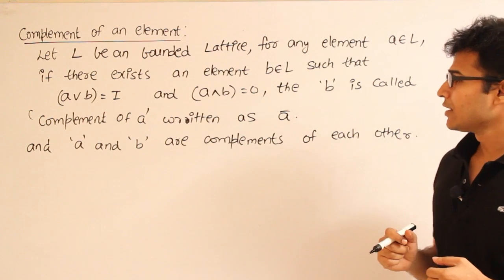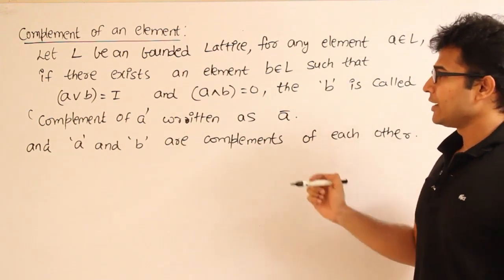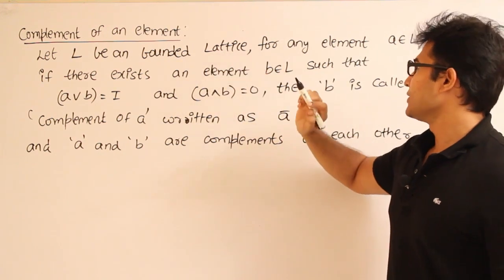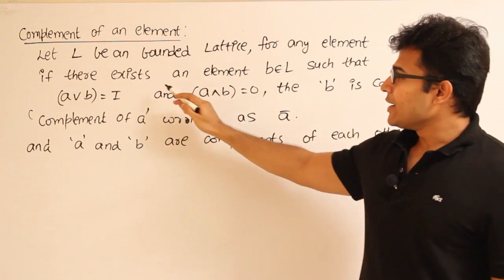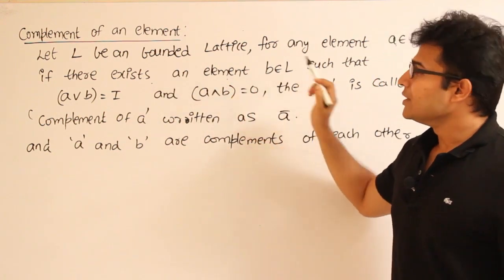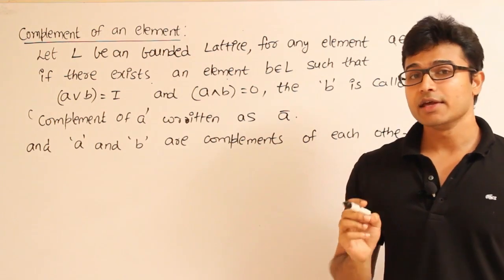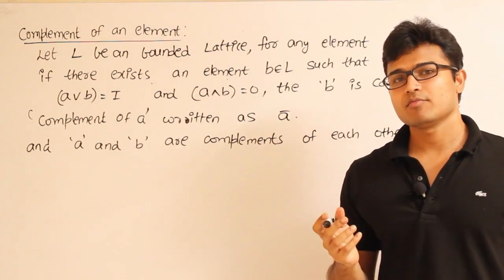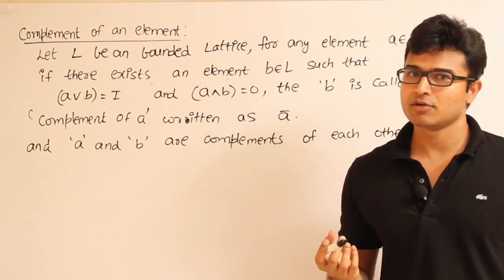So just see this. We shall see the definition, then I'll give you the example. Let L be a bounded lattice. For any element a belongs to L, if there exists an element b, try to understand this terminology. If there exists, which means this element may or may not exist. That is the meaning of it.